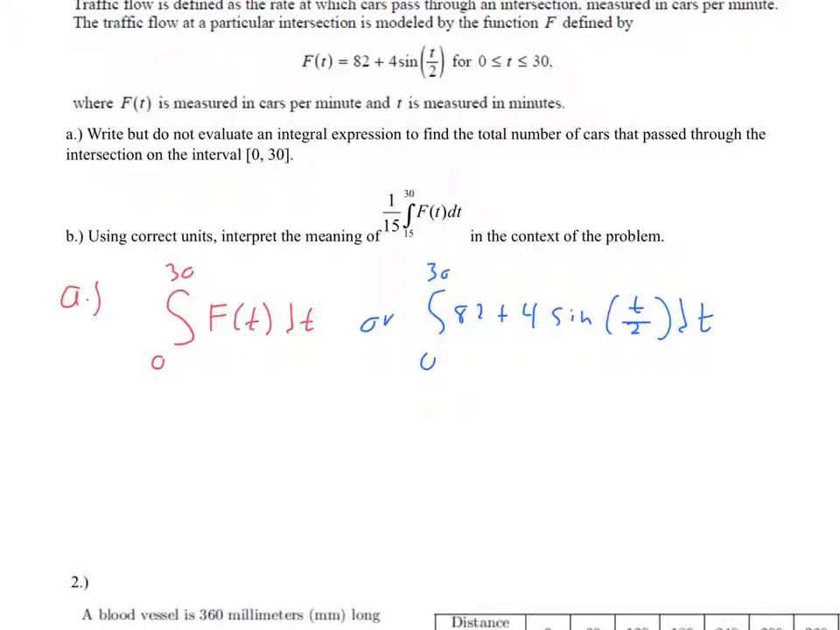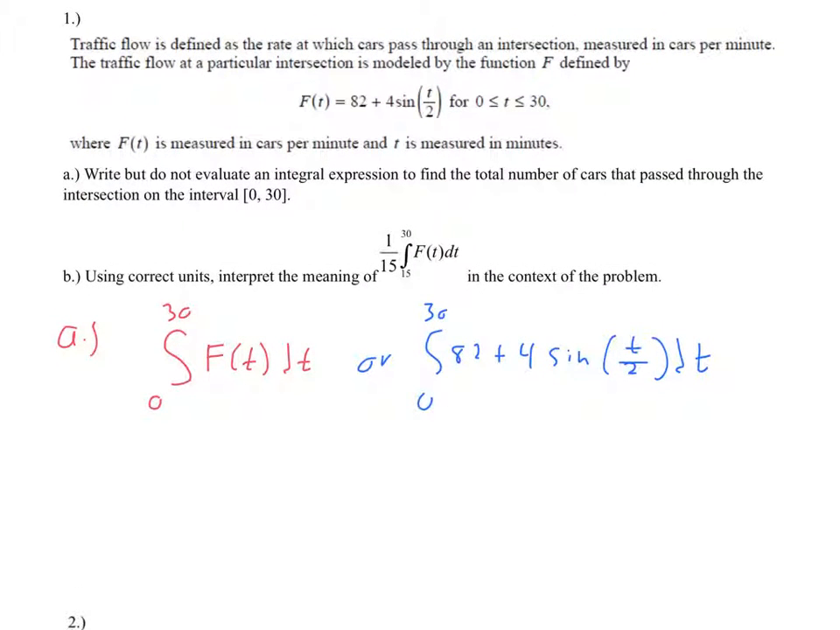When looking at part B, what I like to do is figure out what the units of this integral are going to be. So f is measured in cars per minute. Time is measured in minutes, and then 1 over 15 would be 1 over minutes. So when I look at this, my final answer is going to be cars over minutes. So what I have is the average rate at which cars pass through the intersection.